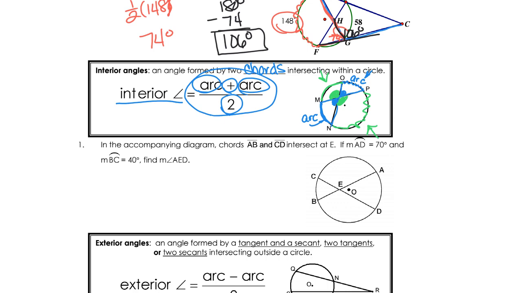All right, so in number 1 here, in the accompanying diagram, chords AB and CD intersect at E. If the measure of arc AD, so A to D, is 70 degrees, and the measure of arc BC is 40 degrees, we want to find the measure of angle AED, A to E to D. So this angle here, a lot of people will say that that angle measures 70 degrees, but be careful, it's not a central angle. The vertex is at E, not at O.